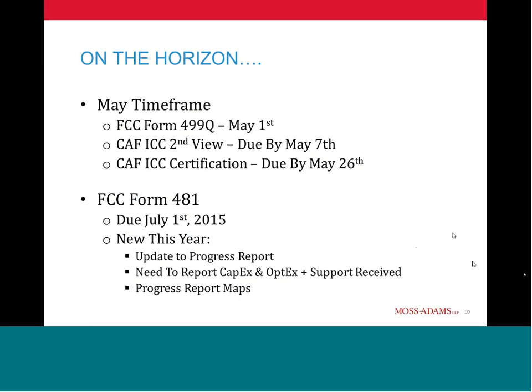And then on the horizon, if you look at USAC's website, it's around 90 days. There's a countdown calendar or clock that they have on the FCC Form 481. That's going to be due July 1st. We have some new reporting requirements this year on it. This year we're going to have to update our progress report. We're also going to have to report our CAPEX and OPEX and the different support mechanisms that we've received.